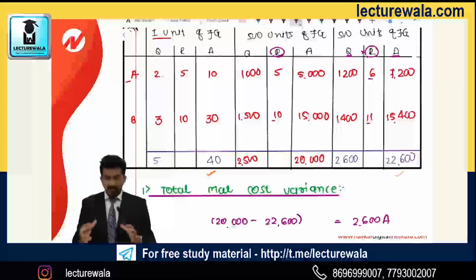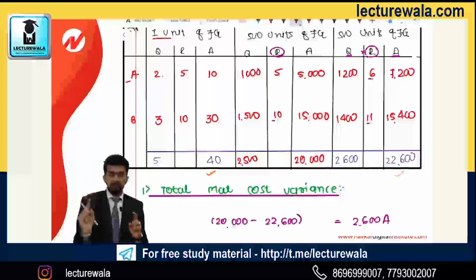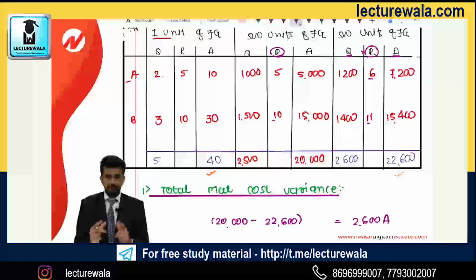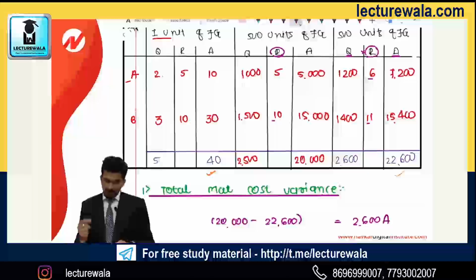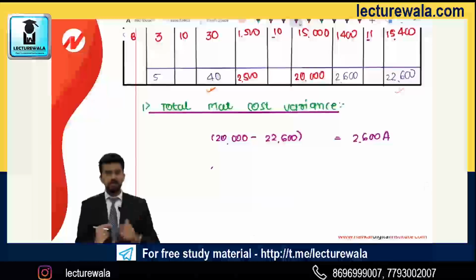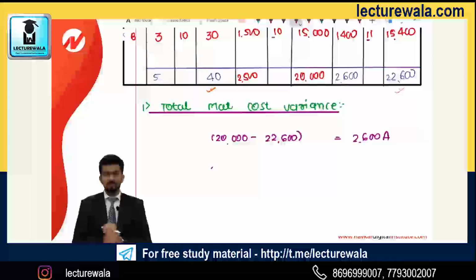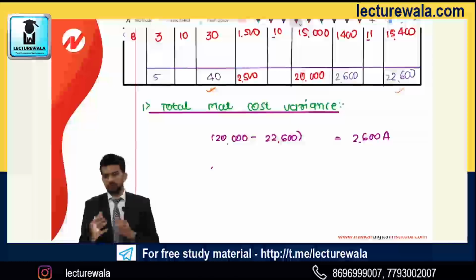So now let's try to find out by two variances. One is going to be for the purchase manager and one is going to be for the production manager. We'll try to find out who is the responsible guy. Okay, so let me call the purchase manager. I called the purchase manager. Mr. Purchase Manager, please be seated. We have got 2600 adverse variance. So now we are dealing with the purchase manager.